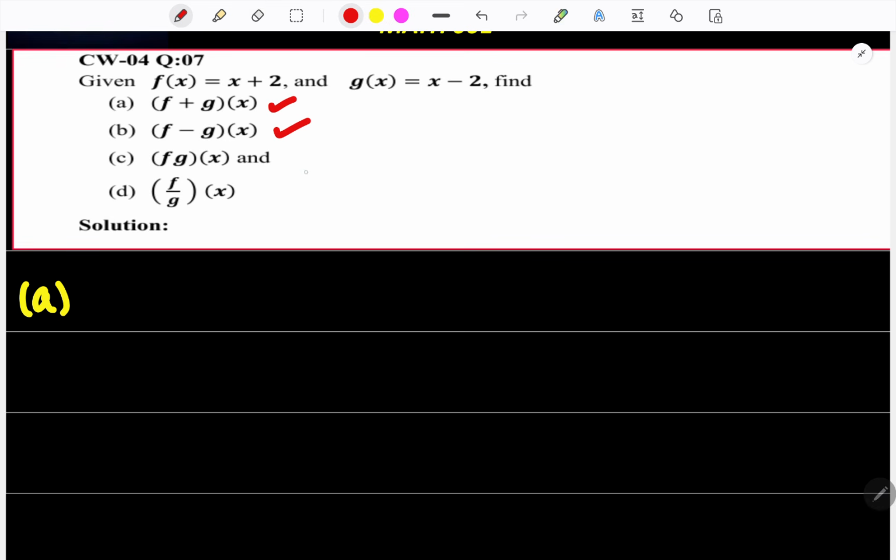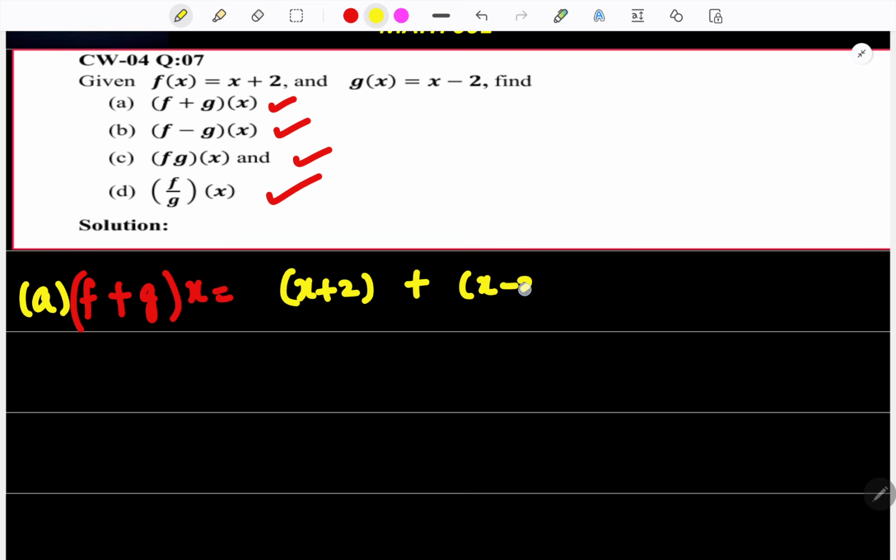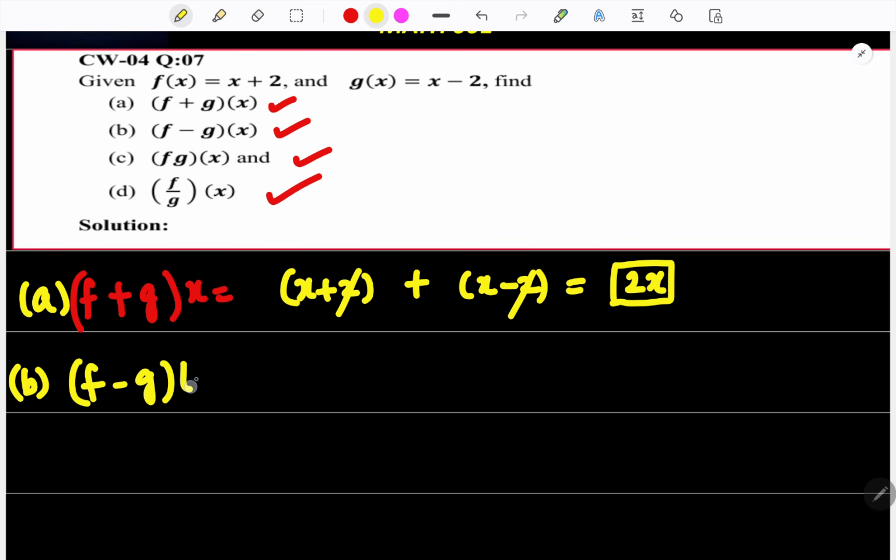F plus g, f minus g, f g and f divided by g. So you're going to multiply, you're going to divide, you're going to plus, you're going to minus. So it's so simple. So first let me do f plus g of x. It means you're going to add what? F and g, which is x plus 2 and then plus x minus 2, which is equal to what? 2 gets cancelled. X plus x is equal to what? 2x.